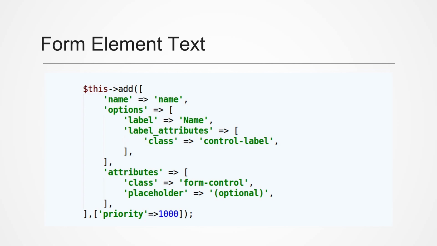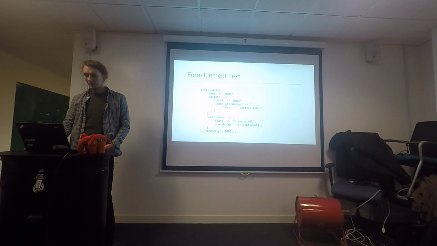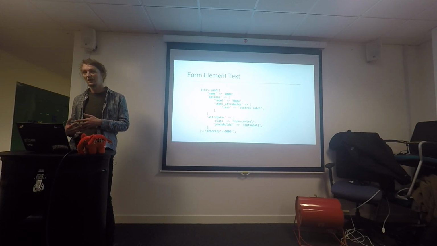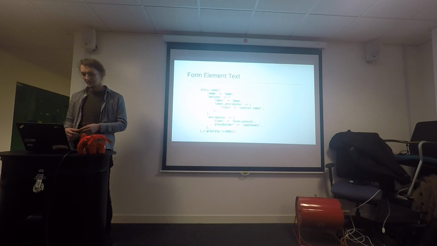This is an example of a Zend element text which may be added to the Zend Form object. Also, it has a priority, so it's possible to control from the element itself the order in which it will be displayed through the Zend Form helper.